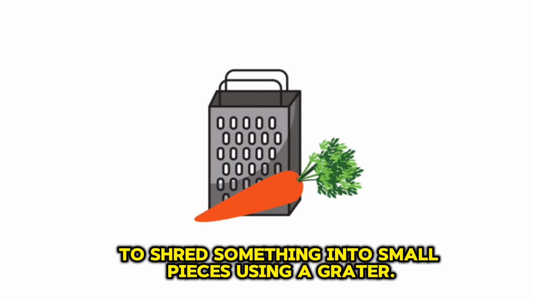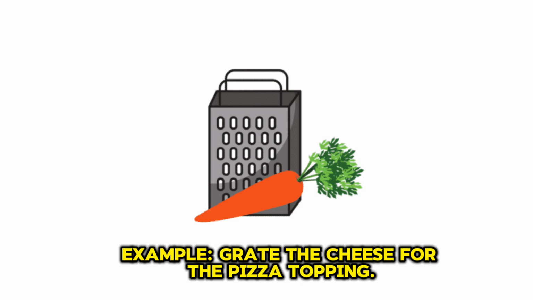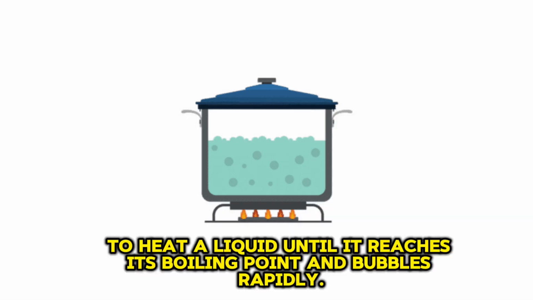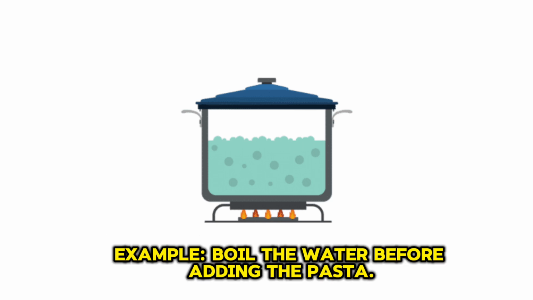Grate, to shred something into small pieces using a grater. Example, grate the cheese for the pizza topping. Boil, to heat a liquid until it reaches its boiling point and bubbles rapidly. Example, boil the water before adding the pasta.